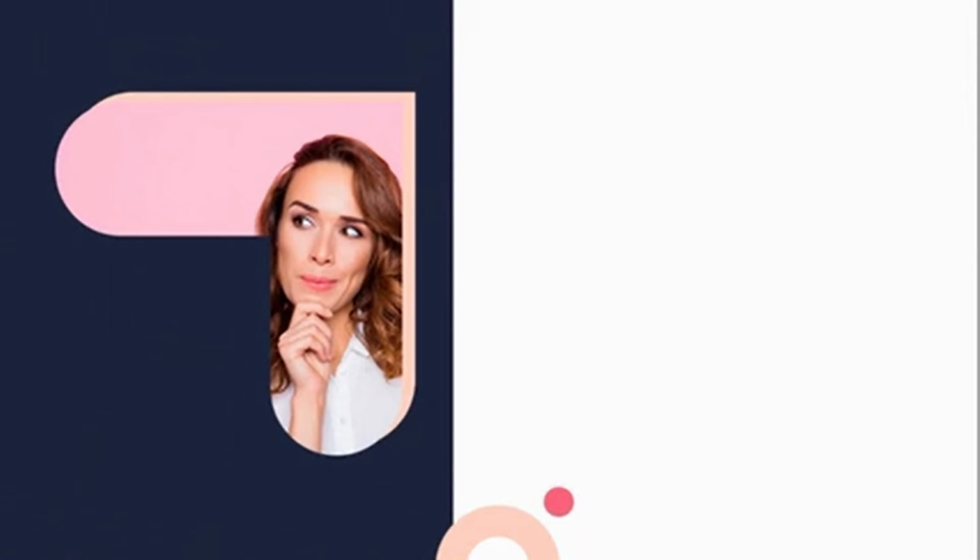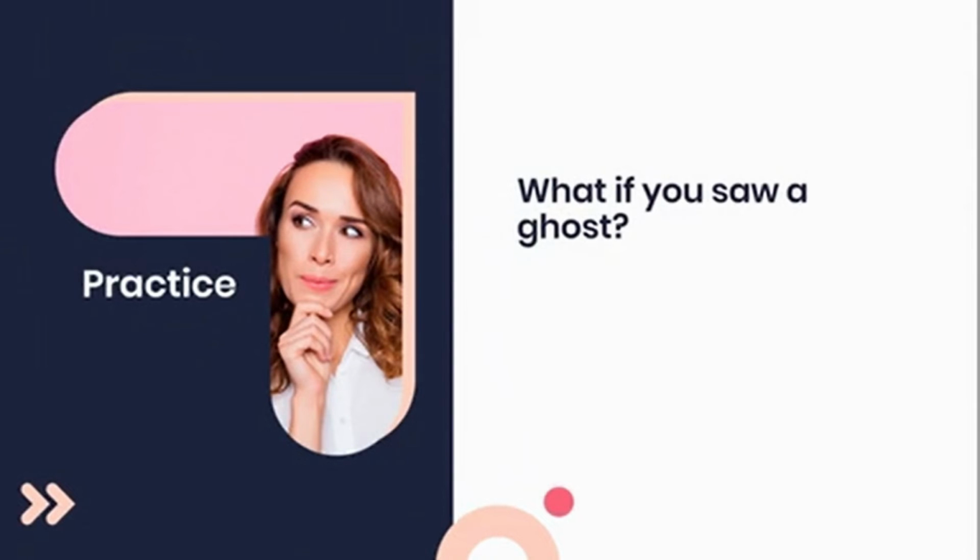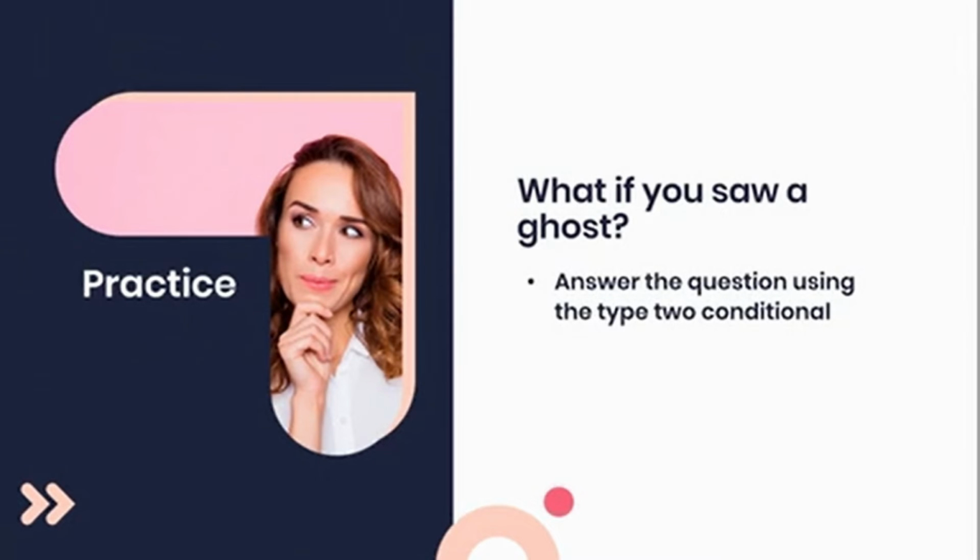Let's practice the type 2 conditional. What if you saw a ghost? Seeing a ghost is quite an unlikely condition. So, of course, we'd use the type 2 conditional to answer this question. I'll give you a few seconds to think about it. Now, there are a few possible results of seeing a ghost. If I saw a ghost, I'd scream.